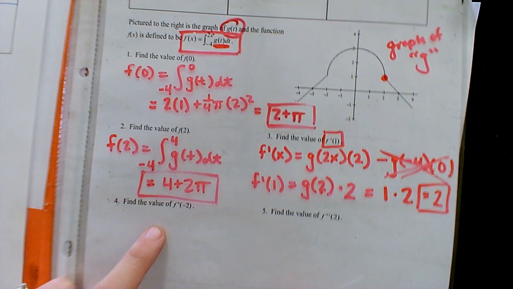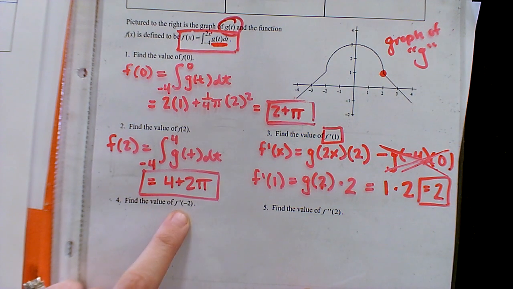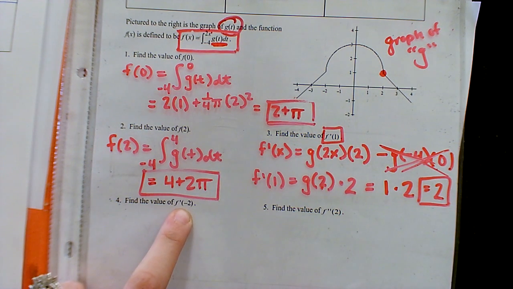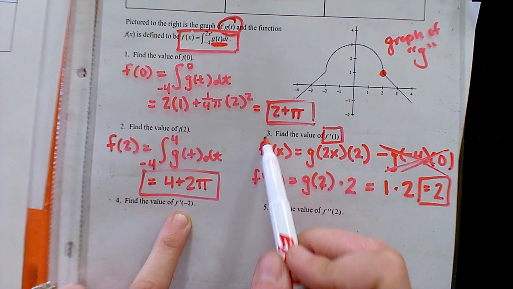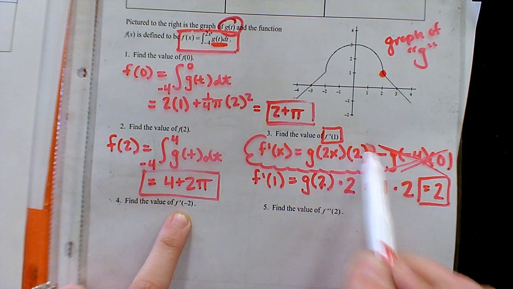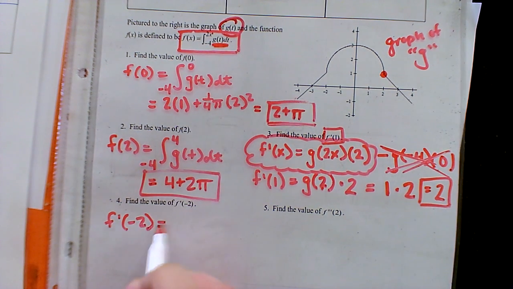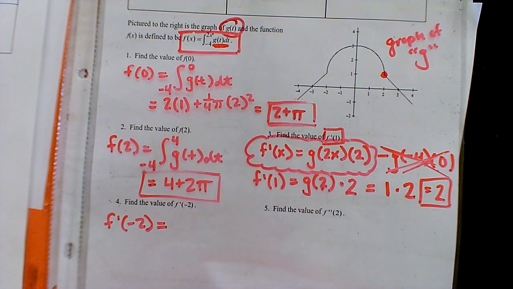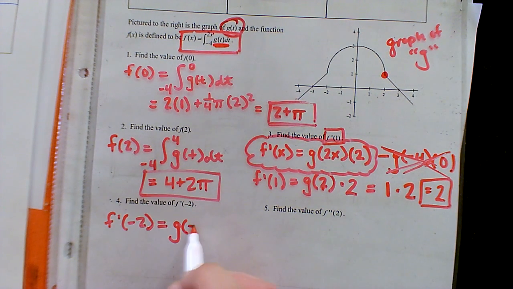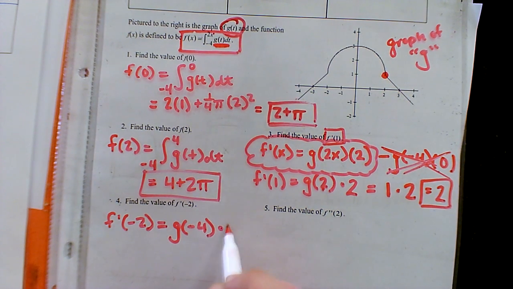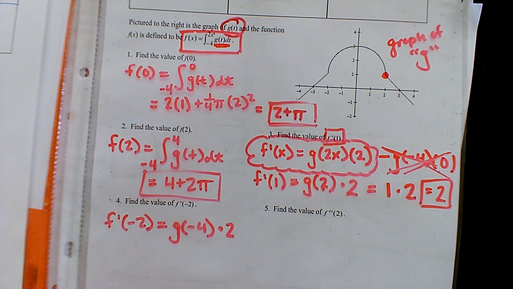All right, let's go ahead and try number 4. It's something similar. This time, instead of plugging in 1, we're going to plug in -2. So here was our f prime equation. Let's plug in -2 for x. So this would be g of -4, and then we have to multiply it by 2.